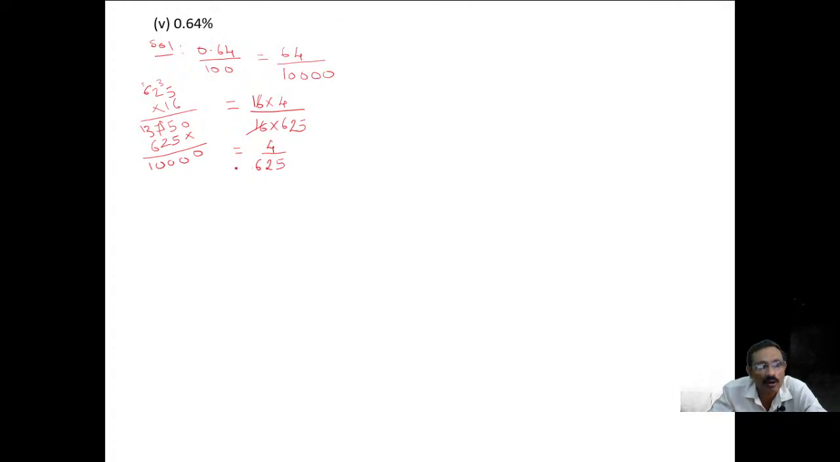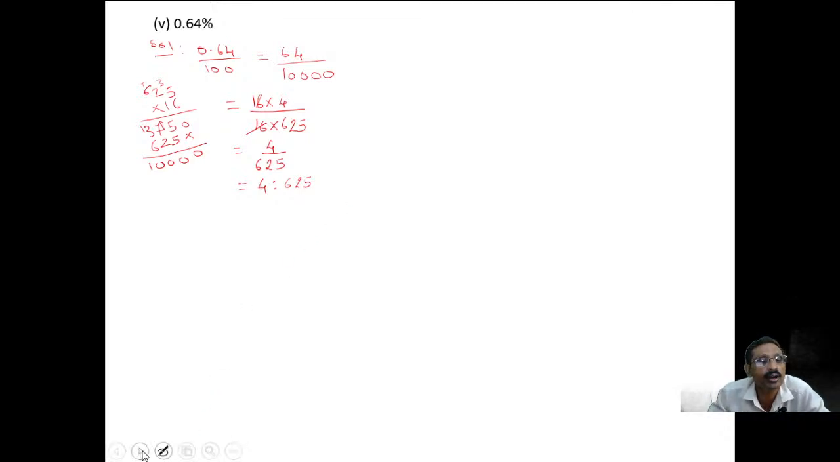Now 16 ones are 16, 16 ones are 16, which is equal to 4 upon 625. Now, can we reduce this 4 upon 625? We cannot reduce it further. To reduce this further, we have to check, does it go in any table? No. So we will keep it as it is. This will be 4 upon 625.